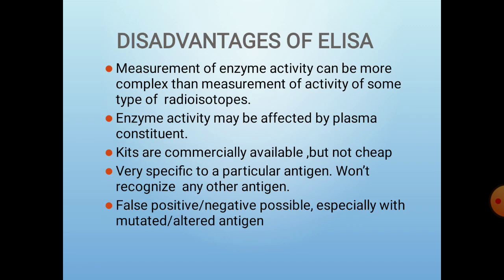The disadvantages of ELISA. Measurement of enzyme activity can be more complex than the measurement of activity of some types of radioisotopes. Enzyme activity may be affected by plasma constituents. Kits are commercially available but not cheap. It is very specific to a particular antigen and won't recognize any other antigen. False negatives are possible, especially with a mutated or altered antigen.